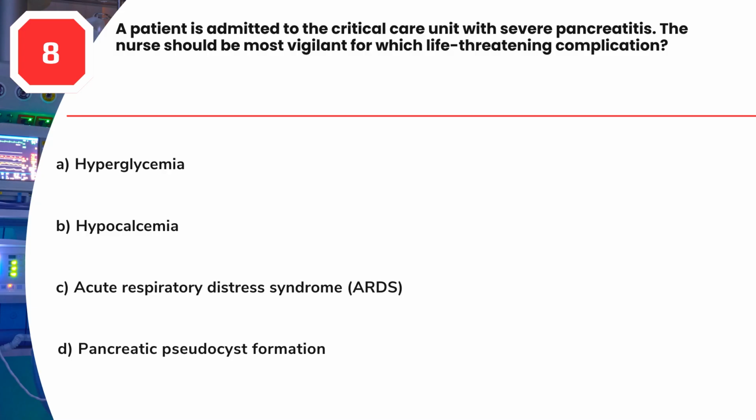Question 8. A patient is admitted to the critical care unit with severe pancreatitis. The nurse should be most vigilant for which life-threatening complication? A. Hyperglycemia. B. Hypocalcemia. C. Acute respiratory distress syndrome, ARDS. D. Pancreatic pseudocyst formation.